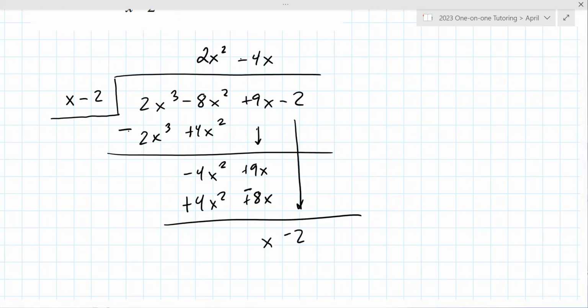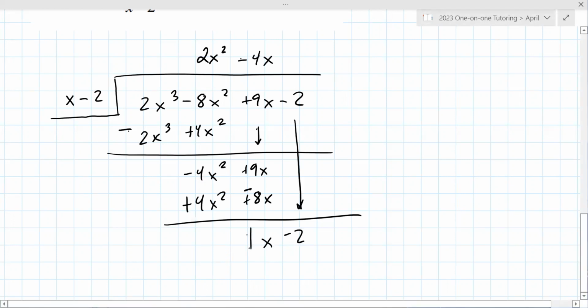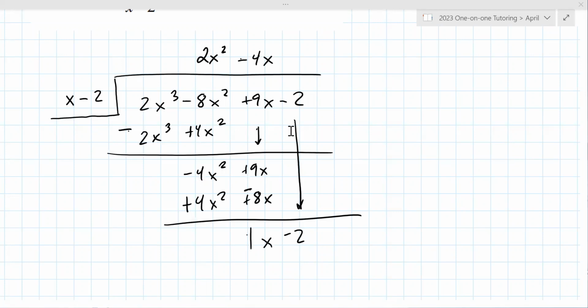Wouldn't that still be 1x though? It is. 1x, but now you keep going. And then 1x, and then you bring down the -2. Yes.